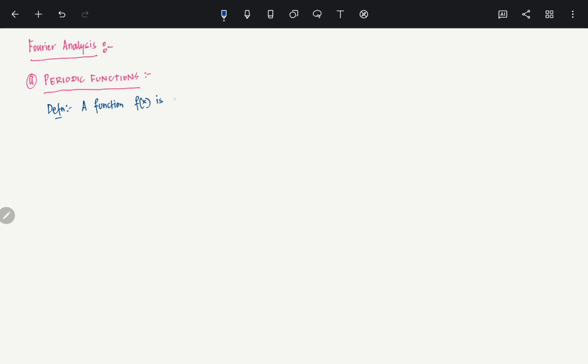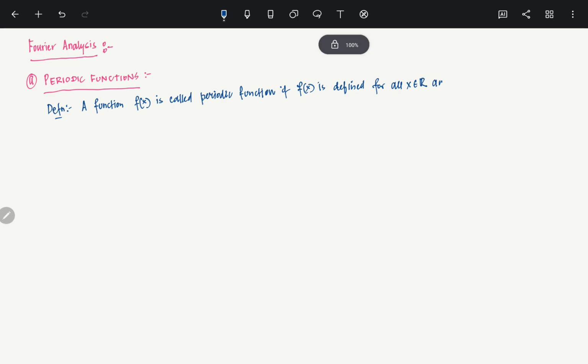So essentially you are looking at a function from R to R. It's called a periodic function if f is defined for all x in R. Of course you can throw out a finite number of points, but other than that it has to be defined everywhere.